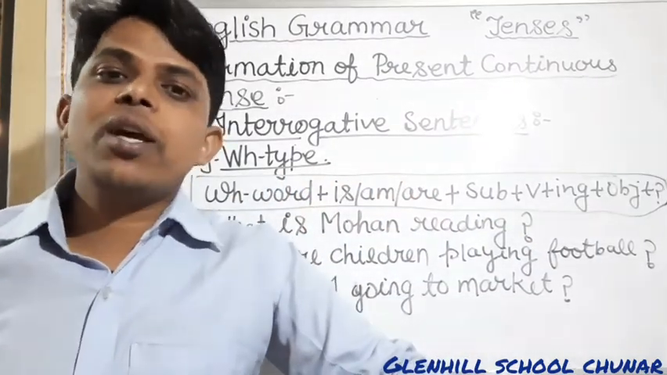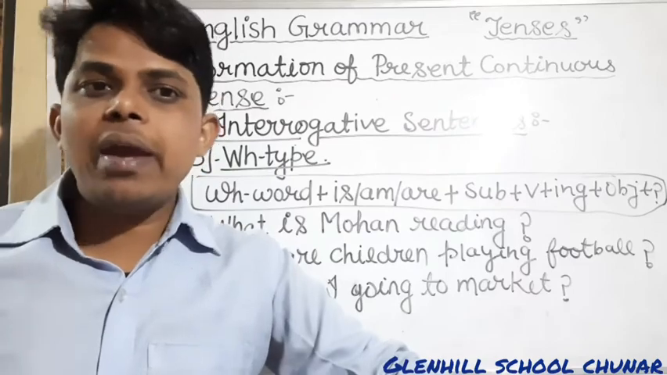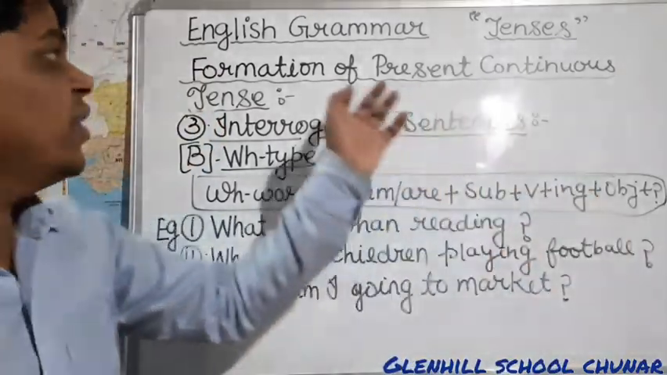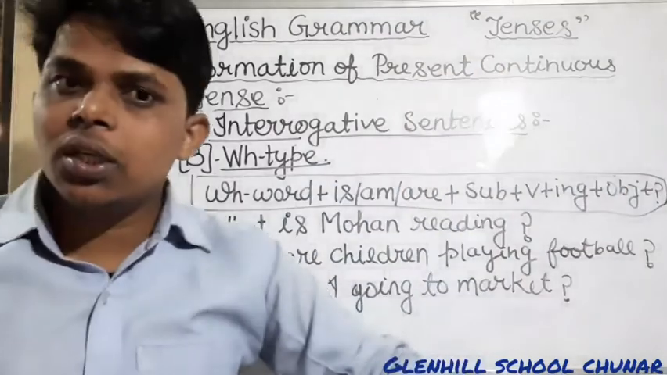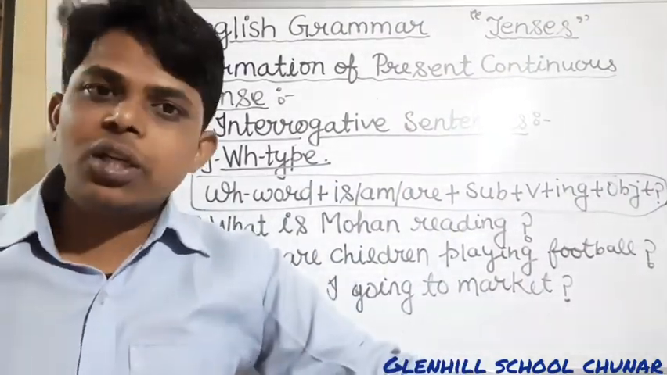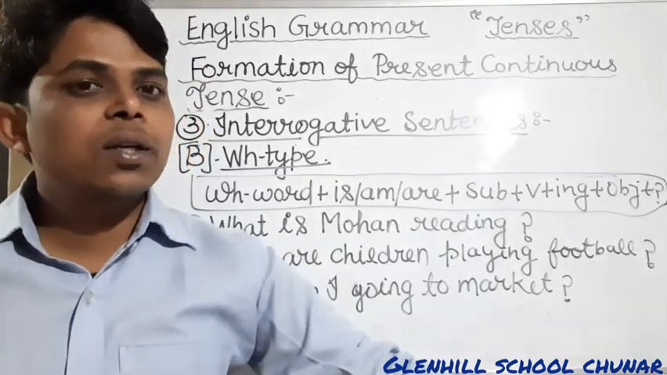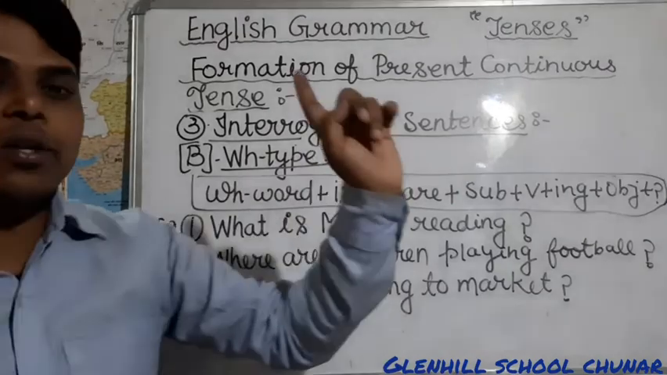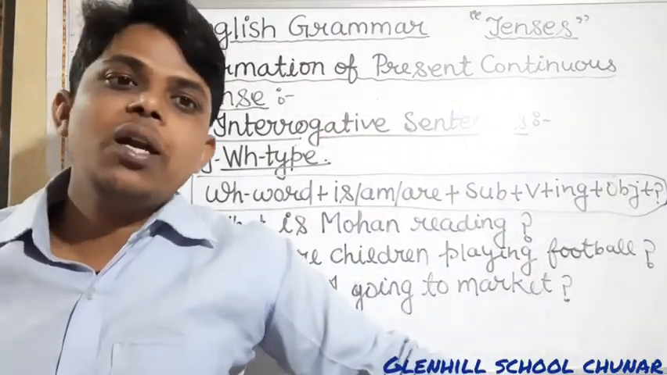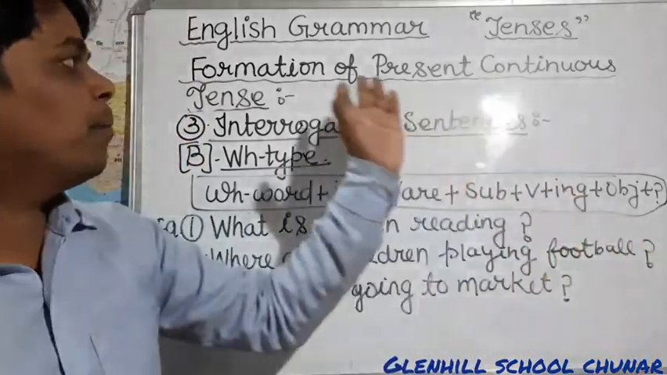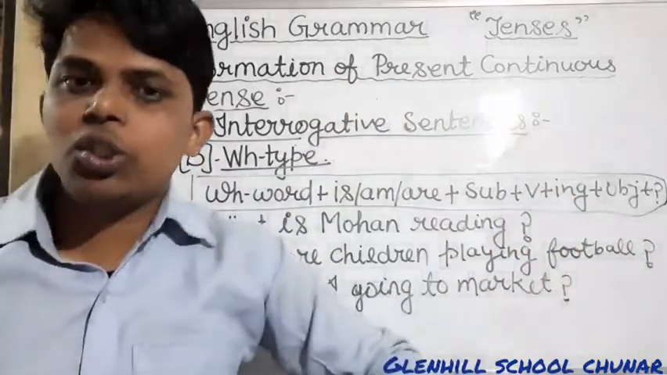Okay students, so today we have read what is meant by present continuous tense and what is the formation of present continuous tense, in which we have seen affirmative sentences, negative sentences and interrogative sentences. In interrogative sentences we have seen S-no type interrogative and WH type interrogative. Okay students, so in this way we have completed present continuous tense today.